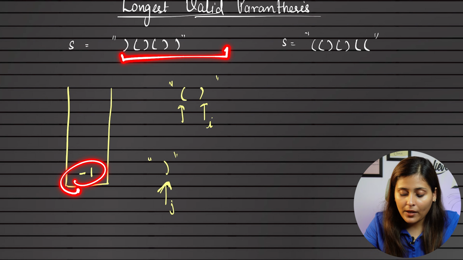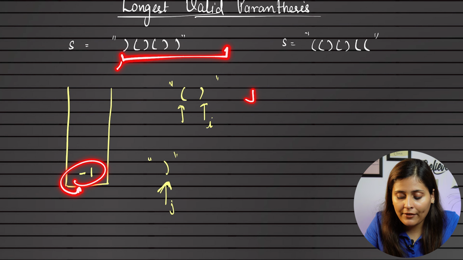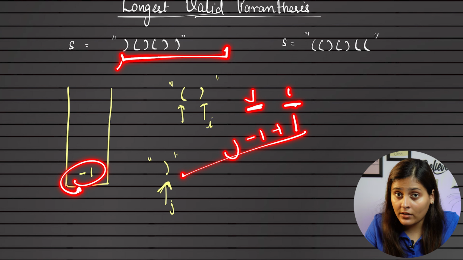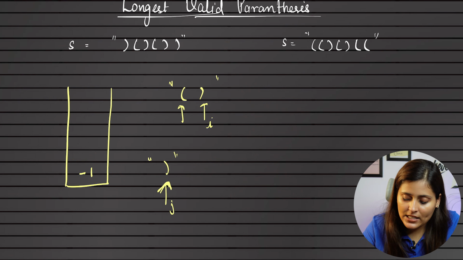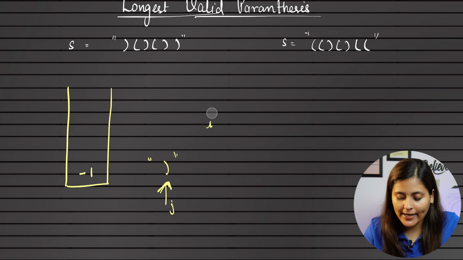The second reason will be to calculate the length. Like from j to i, when j and i are both valid, how do we calculate? j minus i plus 1, correct? This is how we calculate the length. But as we are with -1, we will just calculate by j minus i. Okay, I'll show you how. Correct? So the idea is very simple. First we'll insert the -1. I told you the reason.